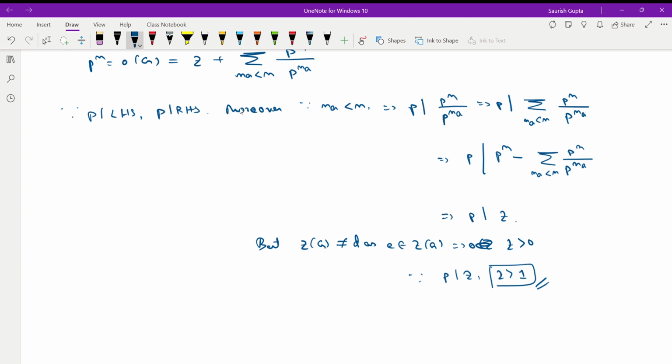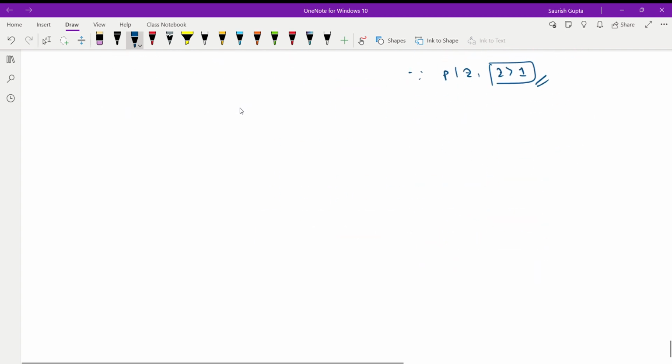Okay, clear? Therefore for a P group, the center is non-trivial. Clear? Now if I restrict this P group to a group of order P square, then we can say something more. Okay. So that will be our next theorem. Or I can simply say it to be a corollary, because we will be using this fact which we just proved. So I can say this as a corollary.